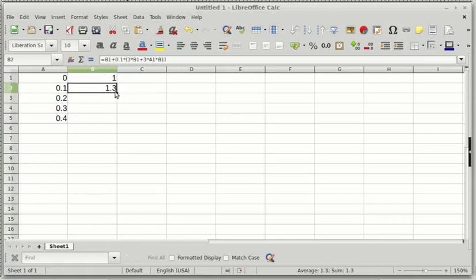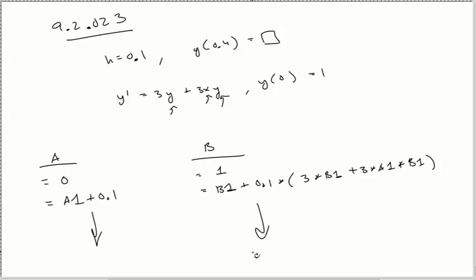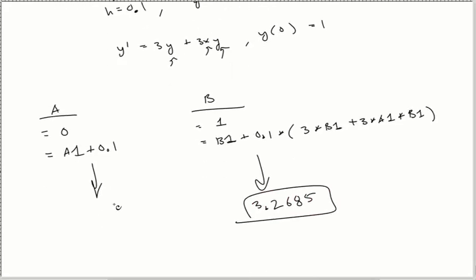And then again, click drag it down. And there's my answer right here. And we're done. Like, that's it. The end of this problem. 3.268. 3.2685. There you go. We approximated this y value using the Euler method stuff.